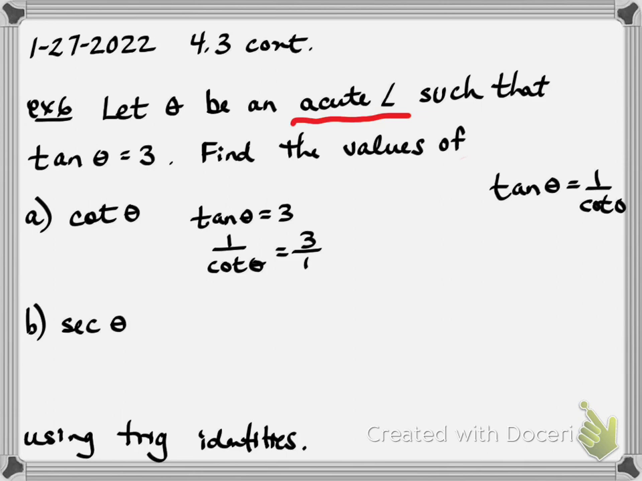Actually, I don't want to do that at all. Tangent of theta is 3. That means the cotangent of theta is 1/3, and we're done. Sorry about that. Reciprocal identity, so we just need the reciprocal.